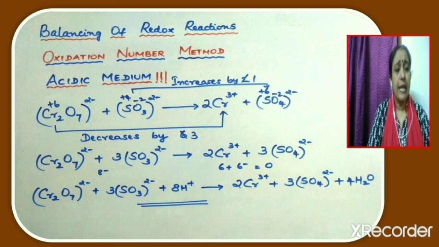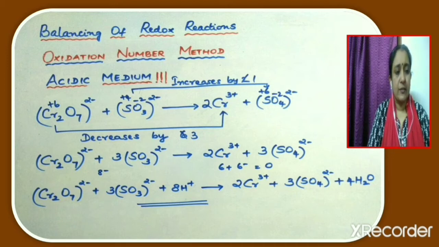When we write 8H+ on the reactant side, we don't have hydrogen atoms on the product side. So to make the number of hydrogen atoms the same on both sides of the equation, we need to add the required number of water molecules. Since it is 8H+, we need to add 4 molecules of water on the product side, so that we get 4 into 2, 8 hydrogen atoms on the product side. So the final balanced equation will be Cr2O7 2- + 3SO3 2- + 8H+ gives 2 Cr3+ + 3SO4 2- + 4H2O.